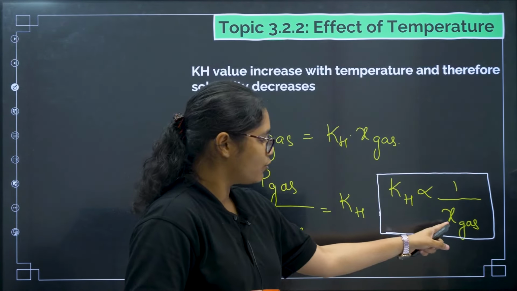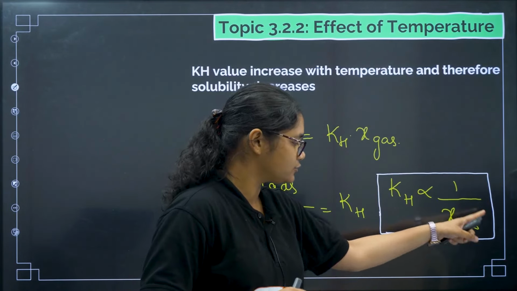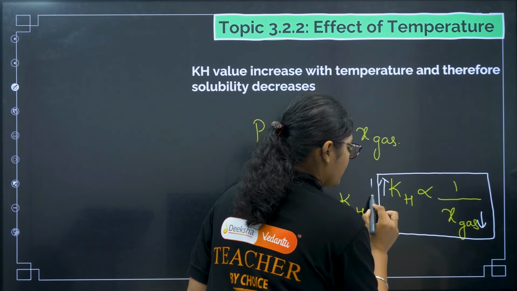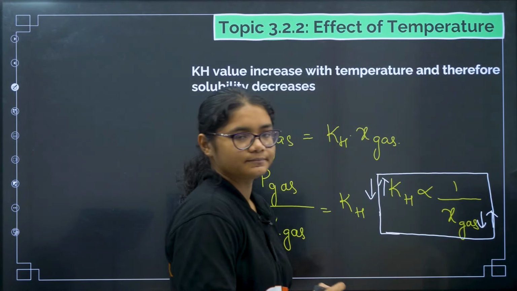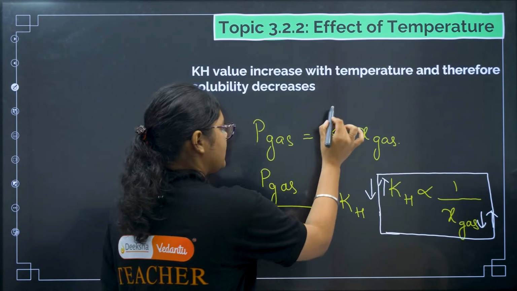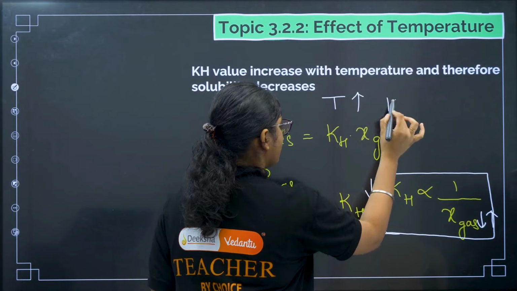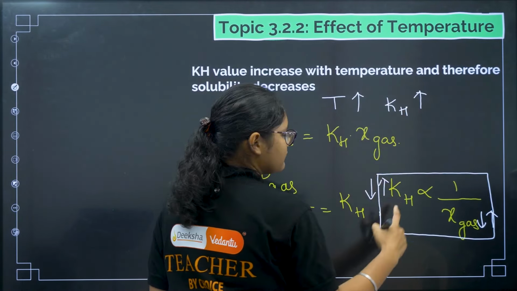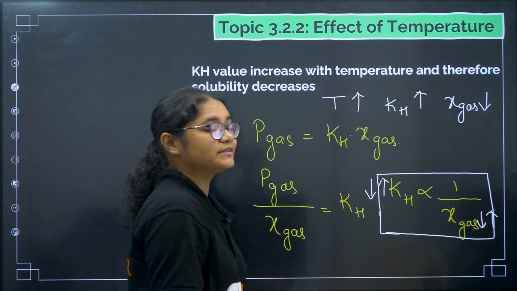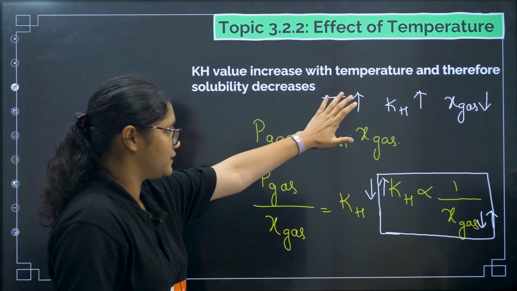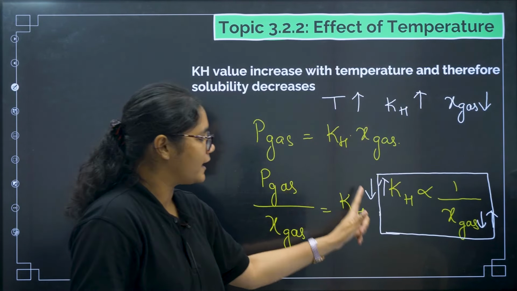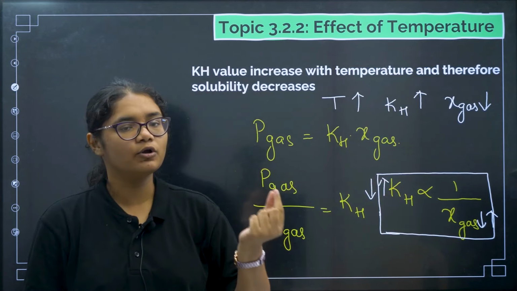That means if the mole fraction, or I can say solubility, is more, then KH is less. If KH is more, then solubility will decrease. If KH is less, then solubility will increase, inversely proportional. Now what happens with temperature? When temperature increases, KH will increase. If KH increases, then the solubility of the gas will decrease. So we can say that when temperature increases, the solubility decreases, because Henry's constant also increases, and Henry's constant is inversely proportional to the mole fraction of the gas.